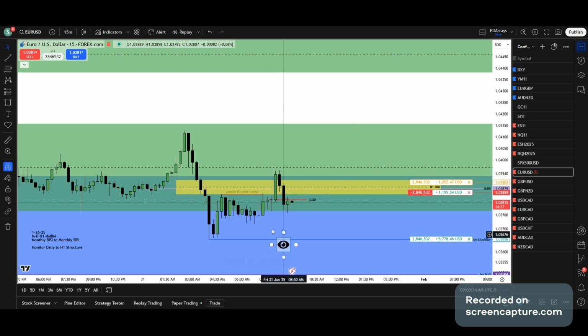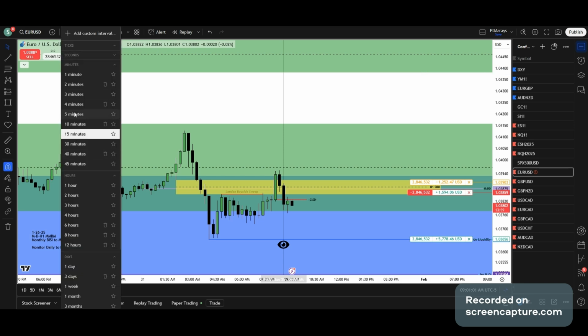I'm expecting price to run back up into the opening price of that 15-minute candle and then start to sell off. I'm expecting it to act as our classical resistance. That's the change in state of delivery, and I'm expecting this to be an order block. We can see where price is generally doing that. Now let's drop down to the 5-minute.